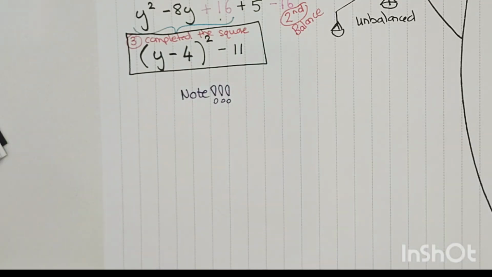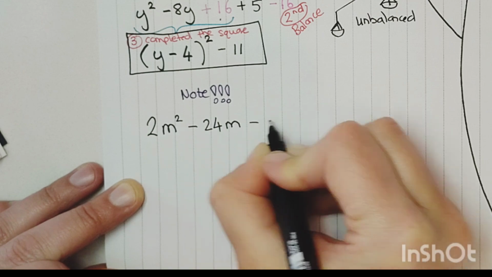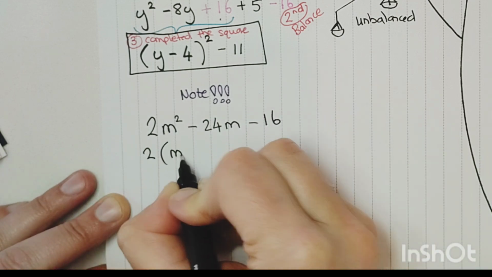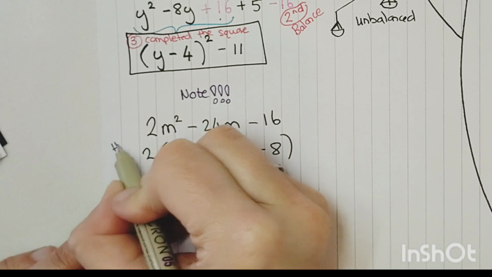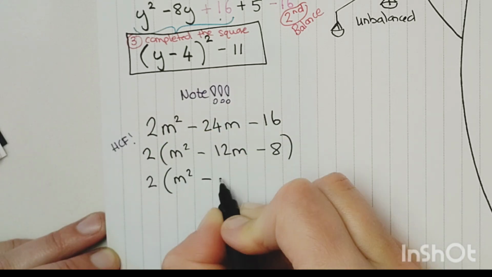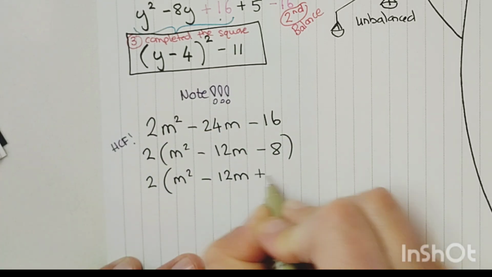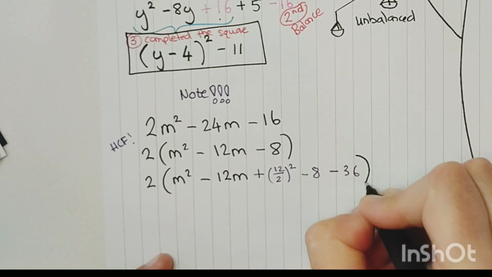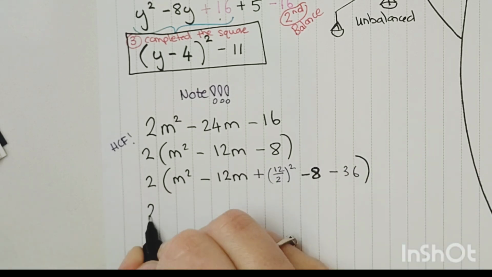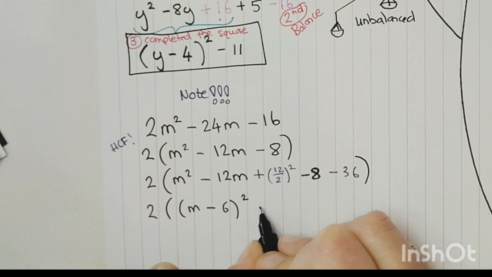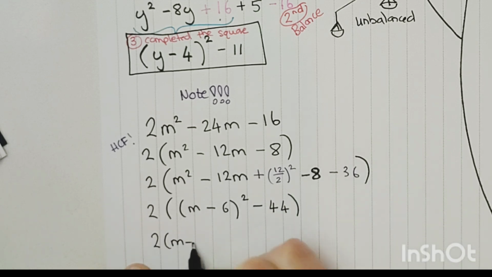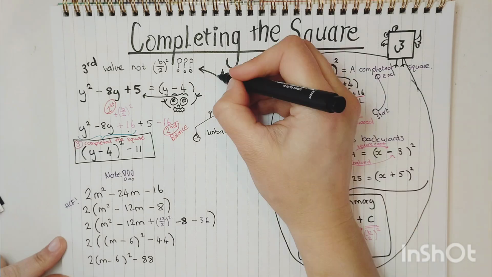Just one little note. If you have a number in the front of your trinomial, you need to first take that number out of your trinomial as a common factor. Then you can go and get a third term. What's 12 divided by 2? 6 squared. 6 squared is 36. Balance it. There it is. And then take the 3 terms in that bracket, complete the square with them, simplify the rest of the numbers, and then you're going to have to times that 2 back into the bracket.